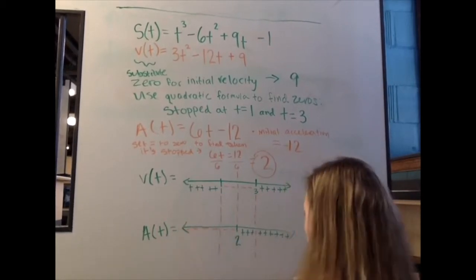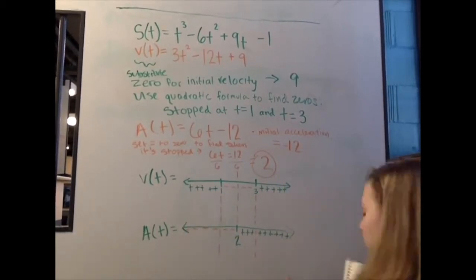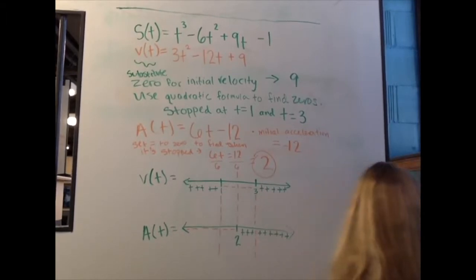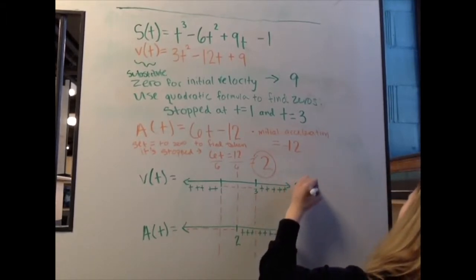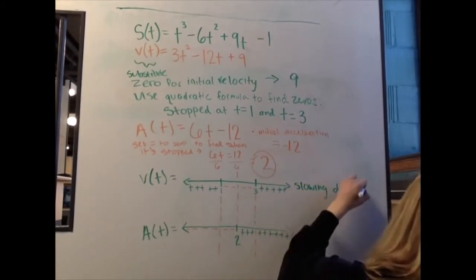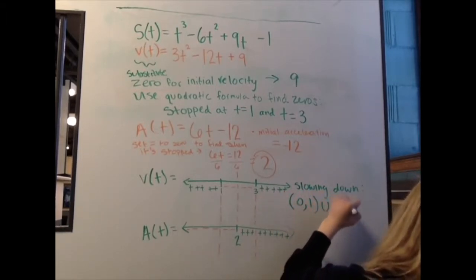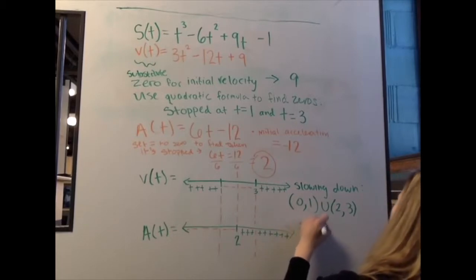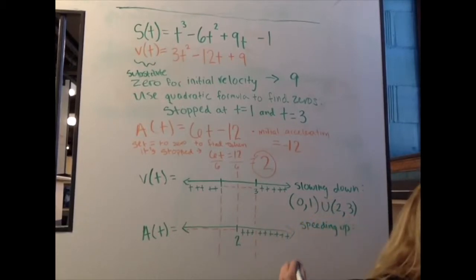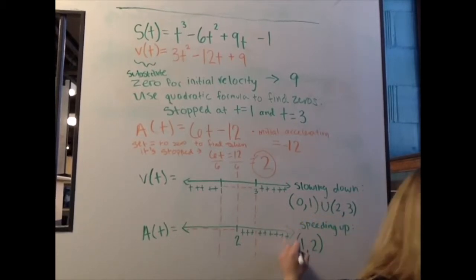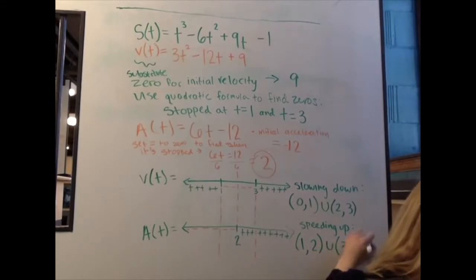you plug them back into the original s of t function, and you find out whether the answer is positive or negative. So in this case, the objects are slowing down from 0 to 1 and 2 to 3, and they're speeding up from 1 to 2 and 3 to infinity, or whenever the object stops.